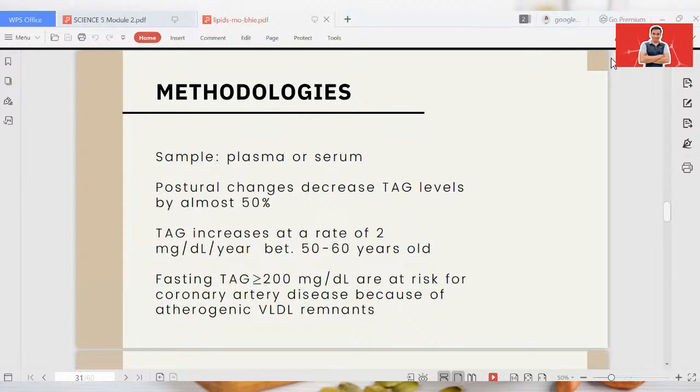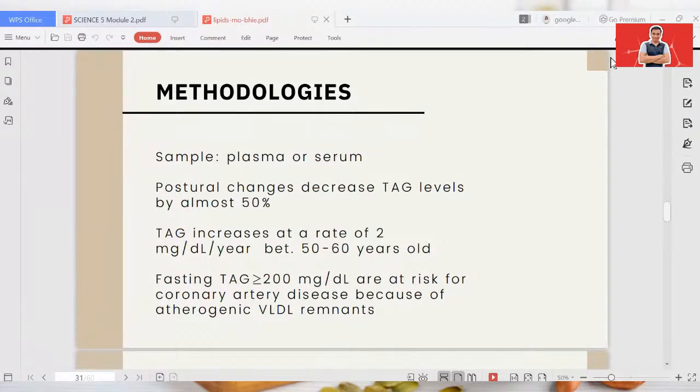So the methodologies. The test for triglycerides measures the amount of triglycerides in your blood. Since it is blood, the sample needed is plasma or serum. Postural changes decrease TAG levels by almost 50%. Postural change influences the concentration of many analytes in blood, especially macromolecules. It affects the cholesterol concentration by producing a shift in the plasma volume, which is why it decreases.